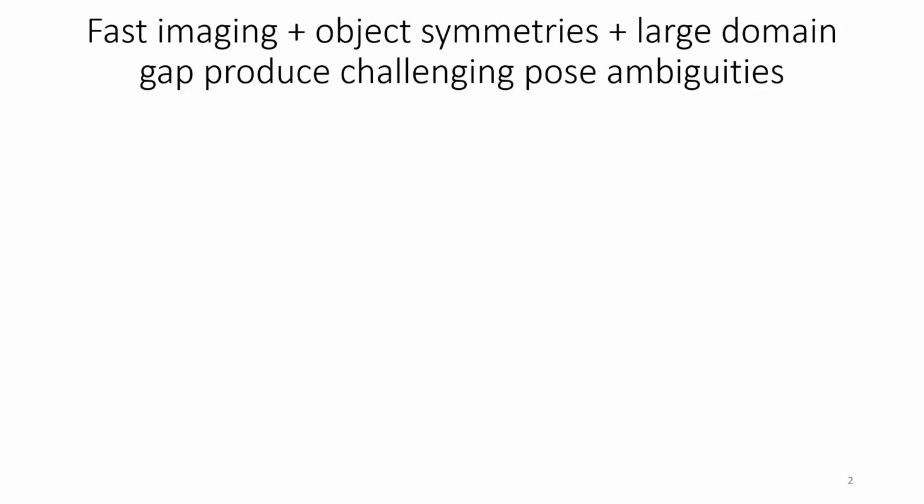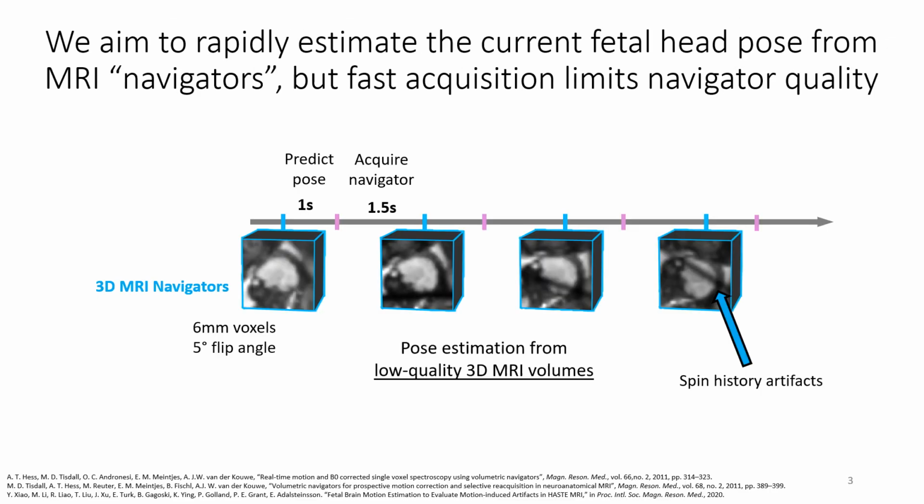Our high-level problem statement is accurately estimating the rigid pose of a moving object with inherent symmetries from low-quality 3D sensor data. The challenges of symmetric ambiguity and limited detail visibility in the acquired data compound to create challenging pose ambiguities. The specific problem that motivates us in this paper is estimating the fetal head pose from fast MRI volumes called navigators, acquired rapidly for a real-time clinical application, which will be discussed later.